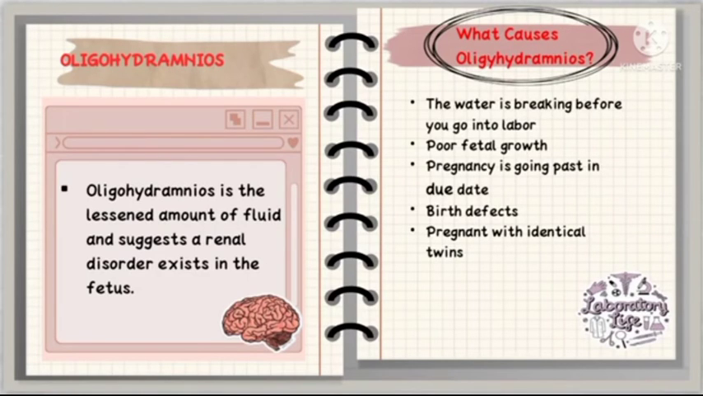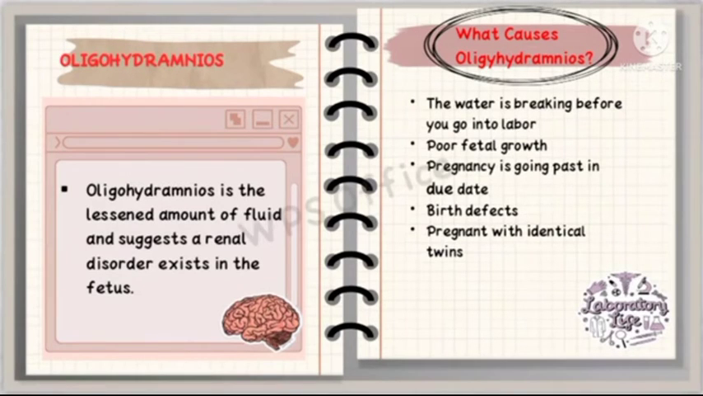First is the water is breaking before you go into labor. Second, poor fetal growth. And then third, your pregnancy going past your due date. Fourth, there are birth defects in kidney and urinary tract problems that may be likely. And fifth, and lastly, you are pregnant with identical twins who share a placenta, which is called twin-to-twin transfusion syndrome.